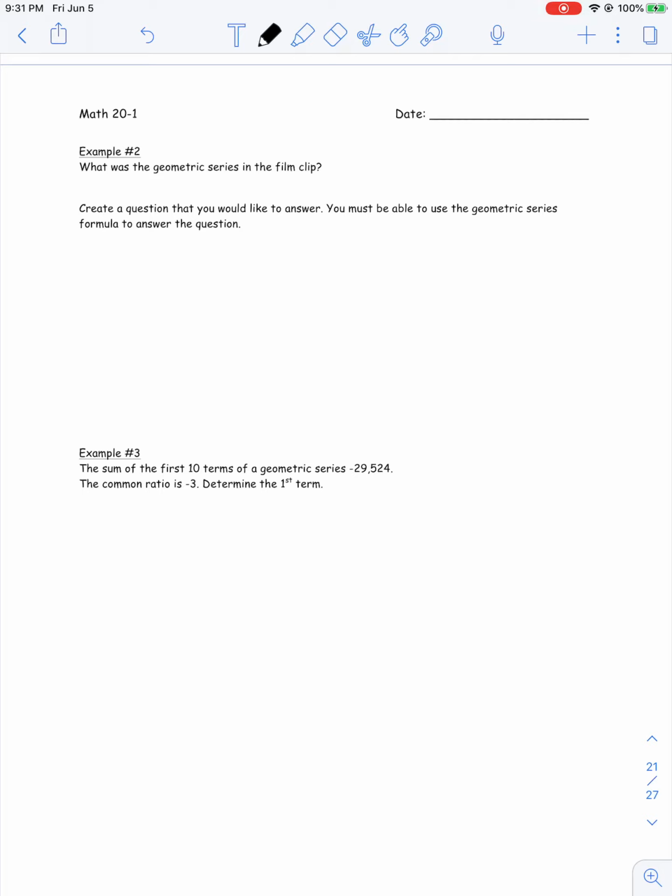Example number 2: there was a clip of a video where they give you this sequence. So I'm going to give you the sequence from the movie clip that I was going to show you. This one is where your first term is 1. And then the question that I would ask is, at what term will you reach 1 million people? So when will the sum add up to 1 million people?